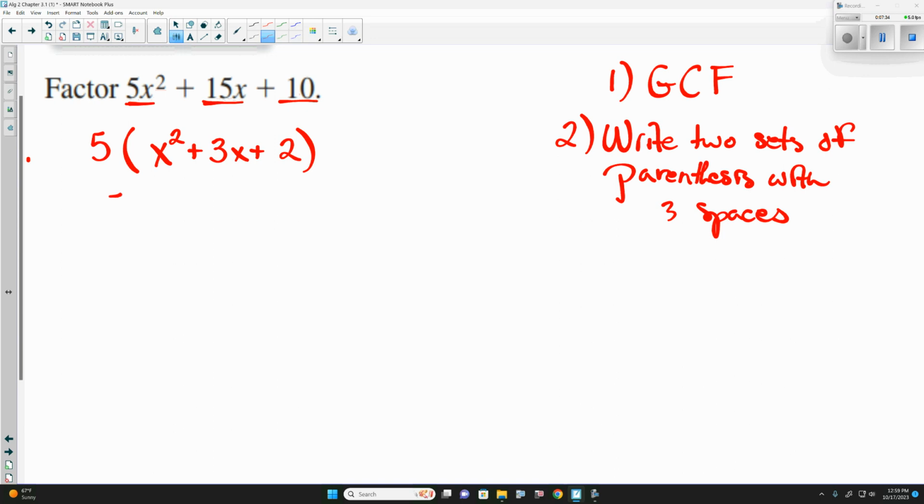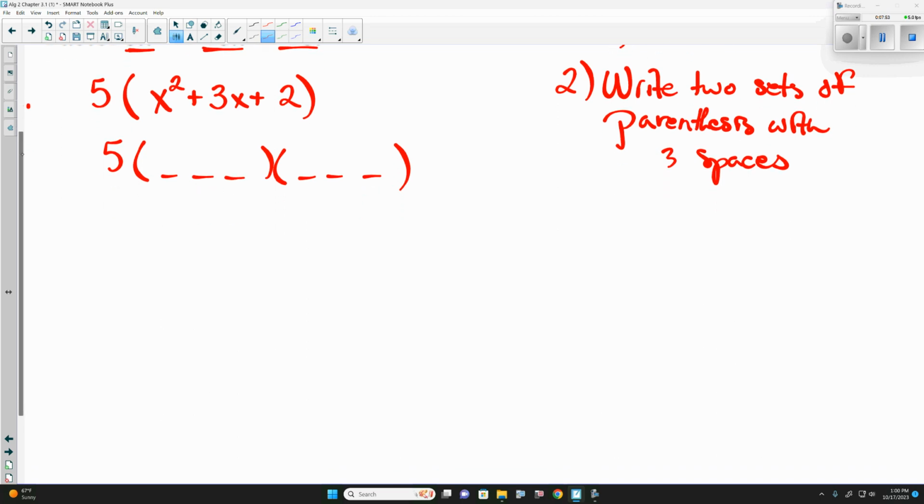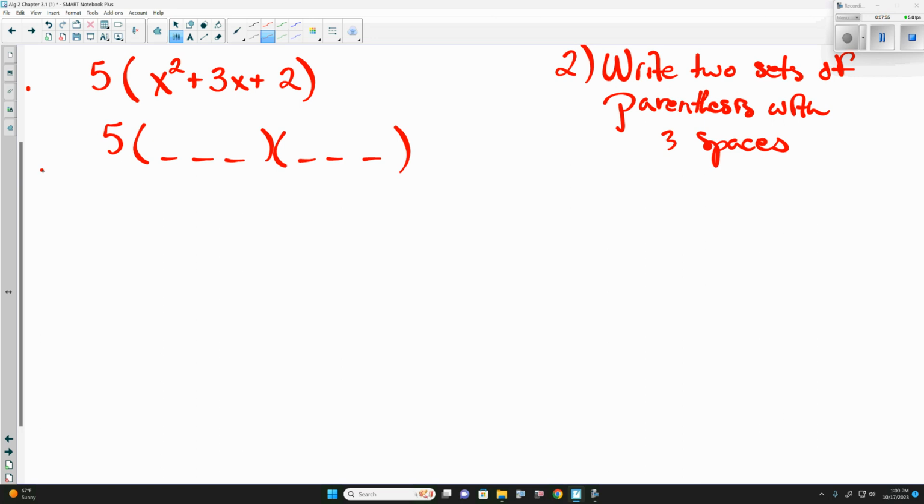So we will still have the greatest common factor. It will be included in our final answer. And then we have our 2 sets of parentheses with 3 spaces. The 3 spaces give us room to write each of our terms. And we get this set up here. Questions on any of this so far?